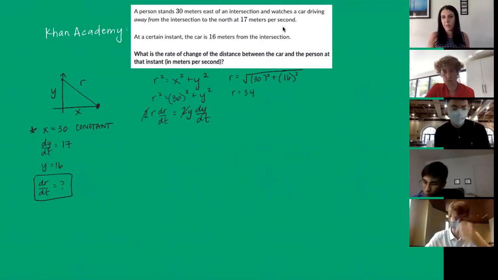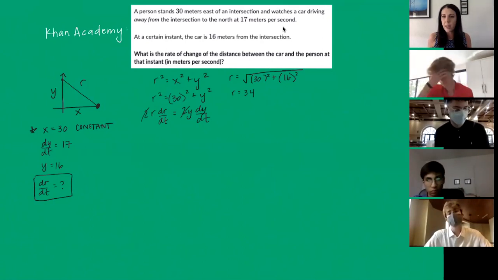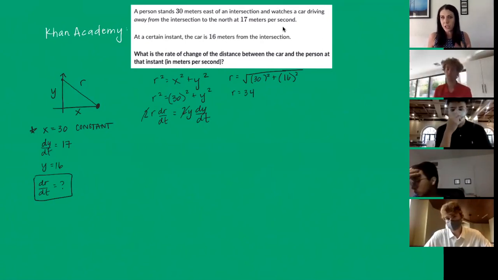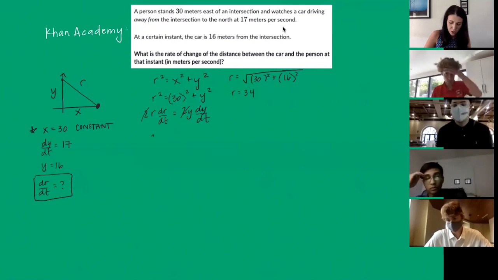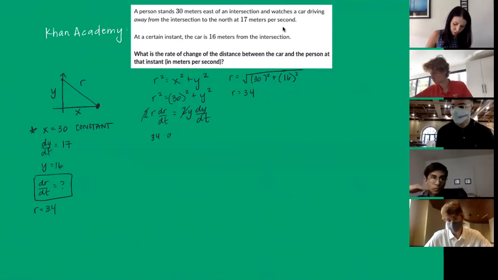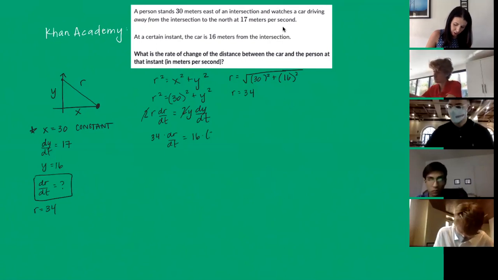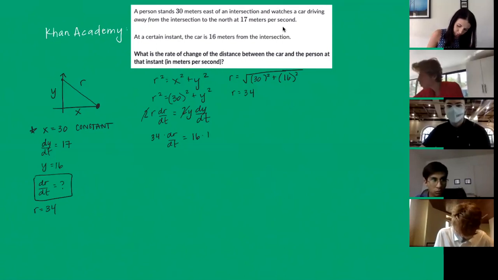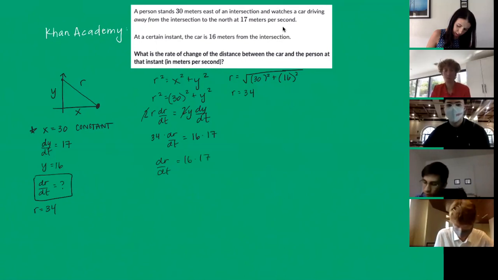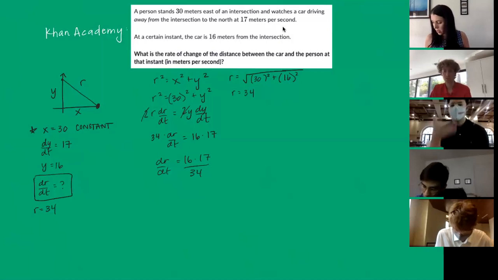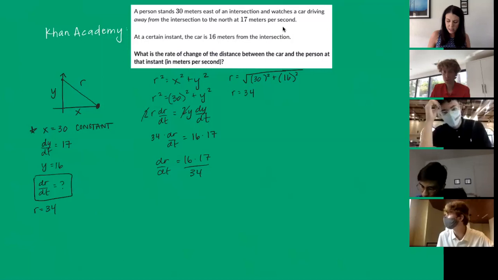And now I can plug in all of that information, right? You're welcome to isolate the thing you're looking for first, or you're welcome to plug in the information and then isolate, whatever is easiest for you. So we get 34, maybe I'll add that to my list of givens just so I can check it later. 34 times dr dt is equal to my y is 16 times, what's my dy dt? 17. Okay, so dr dt is equal to 16 times 17 over 34. So 16 times 17 divided by 34 gives us 8.